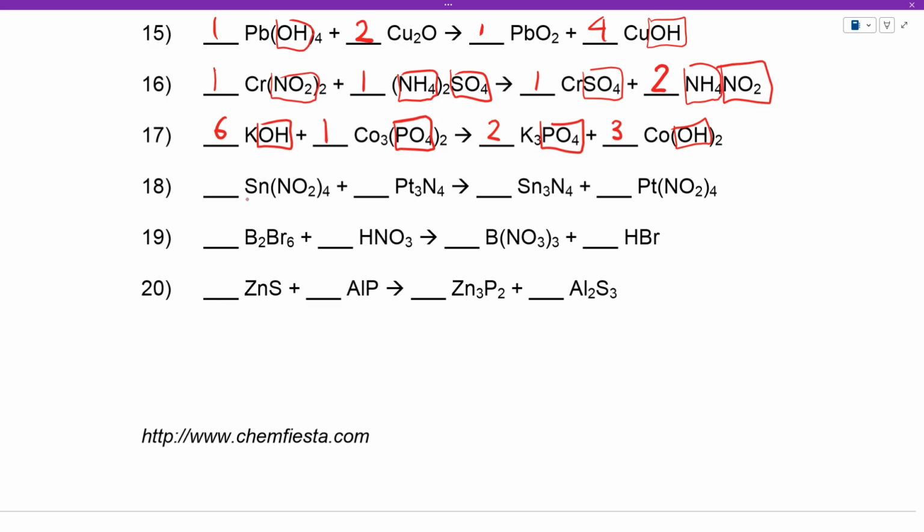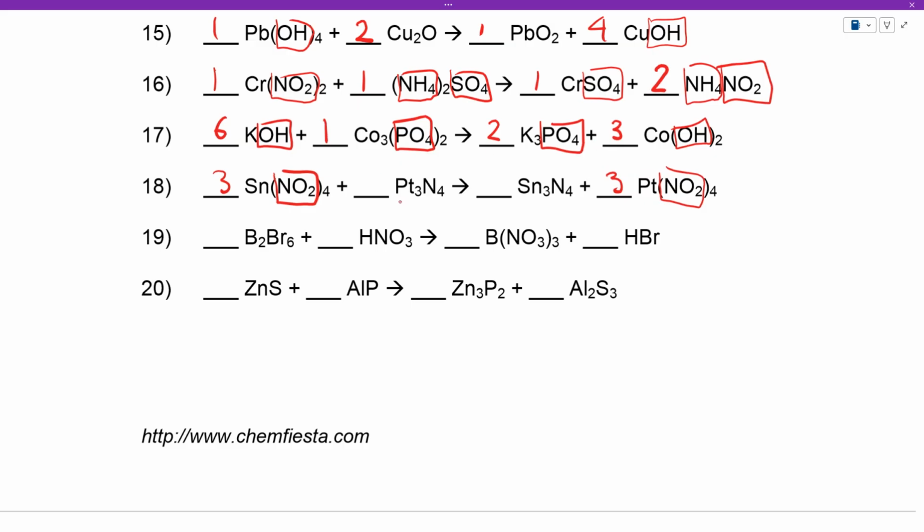Next equation, Sn(NO2)4 plus Pt3N4 yields Sn3N4 plus Pt(NO2)4. You can see the polyatomic ions, of course. So over here we have 3 of these Sns. Over here we only have 1. So let's balance that out by putting a 3. The NO2s over here, we have 4 times 3 is 12. So over here we need 3 as well, because there's 4 over here, then 4 times 3 is 12.